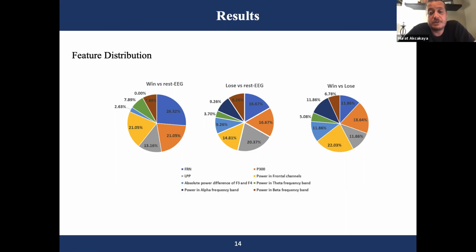And for win versus lose, we see the total power in the frontal channels from 4 to 30 hertz, and P300 EEG features contribute the most, and also FRN, LPP, and the power in alpha contribute equally with some considerable contribution. So this slide basically summarizes which features are more informative about which classification problem.